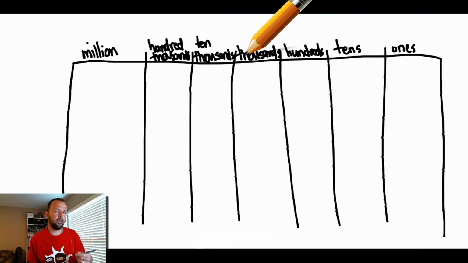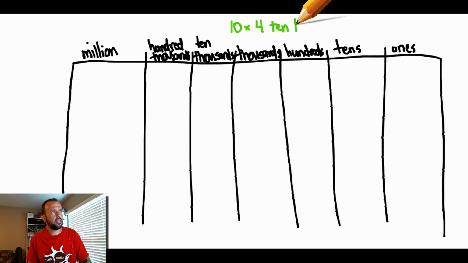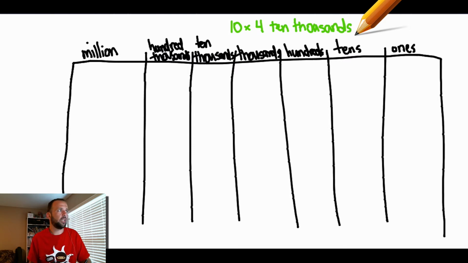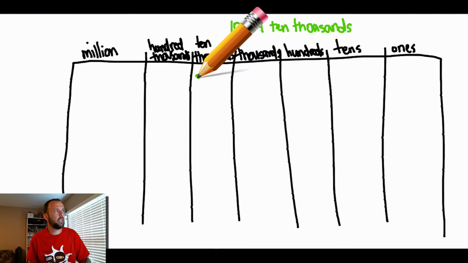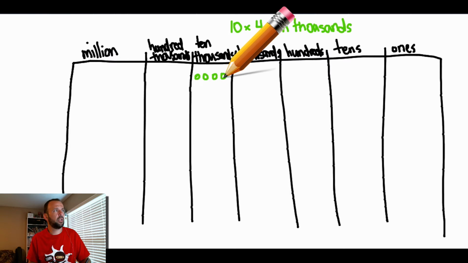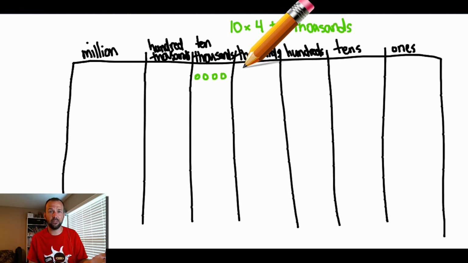So the first one I want to look at and kind of think about is, what if I had, let's say, 10 times 4 10,000s. Okay, so let's think about that for a second. I have 4 10,000s, 1, 2, 3, 4, and I'm going to multiply that by 10. So what's that going to look like as far as my 10,000s go? How many 10,000s am I going to have? Well, if I multiply 10 times 4, that's going to give me 40, so I'm going to have 40 10,000s, okay? That's a lot of 10,000s, but I'm going to have 40 of them, okay?